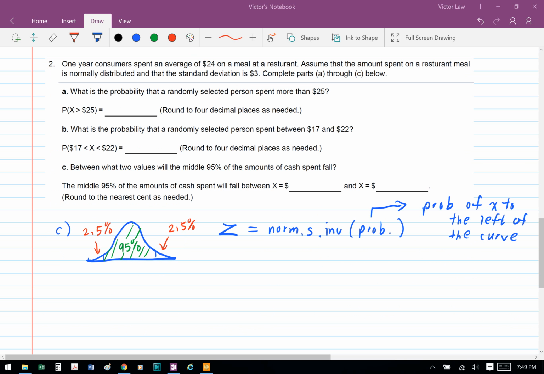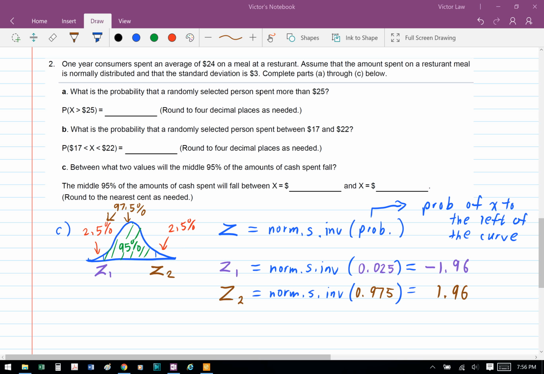Part C: between what two values would the middle 95% of the amount of cash spent fall? Since we have 95% in the middle, we have 2.5% on both the left and the right side, and we're going to use the formula Z equals NORM.S.INV(probability). To calculate the lower Z1 value, we use =NORM.S.INV(0.025), and we get negative 1.96. For the higher value, we use the formula again, NORM.S.INV(97.5%), and that gives us 1.96.